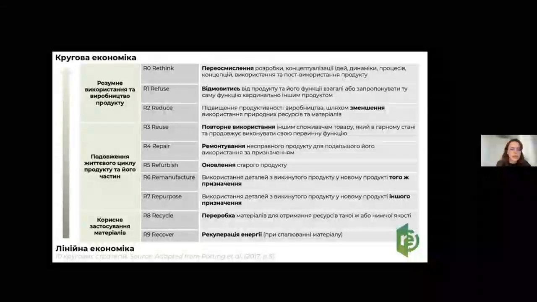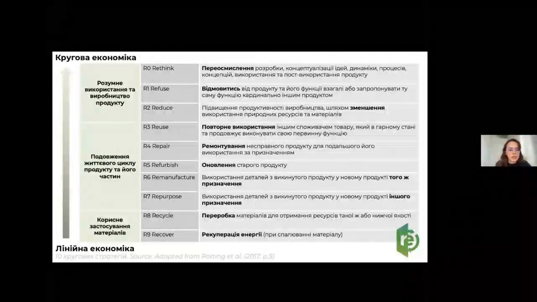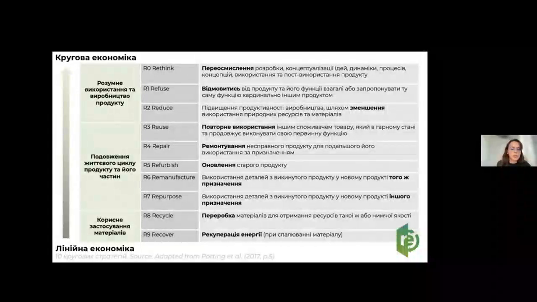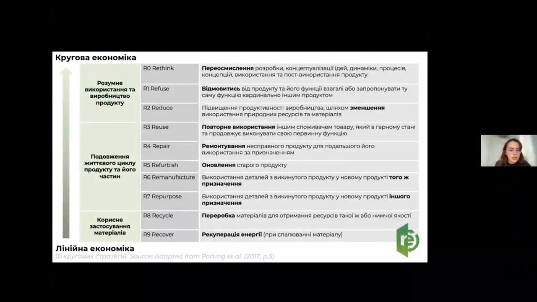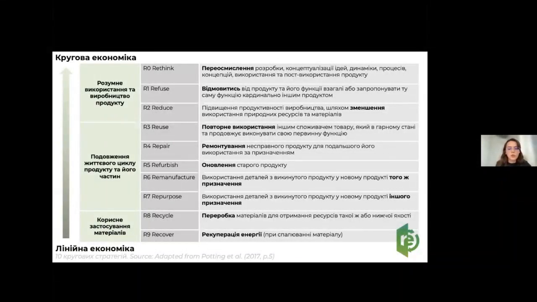Then strategy R4 is about repair. So restoring the item and allowing it to serve for a little longer. Then there's refurbish, R5, which is about improving the goods in some way, one way or another. Then R6, remanufacture. This is about using elements from a product that's been thrown away in a product used for the same purpose. Say your washing machine might contain useful and reusable elements, and so the manufacturer may choose to somehow take it back from you and use some of these elements to craft a new washing machine.